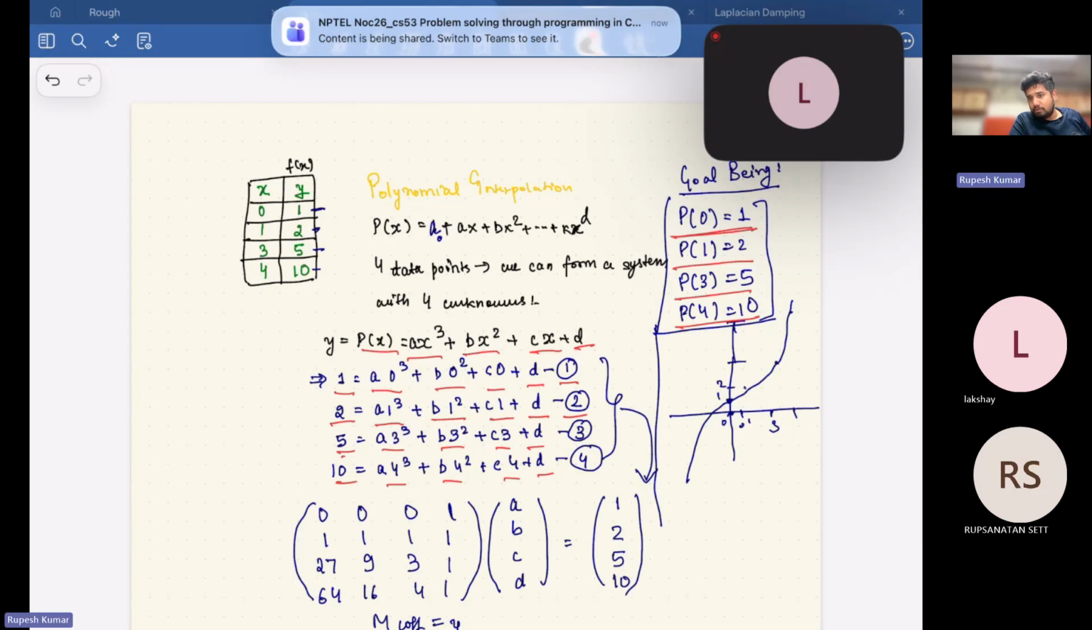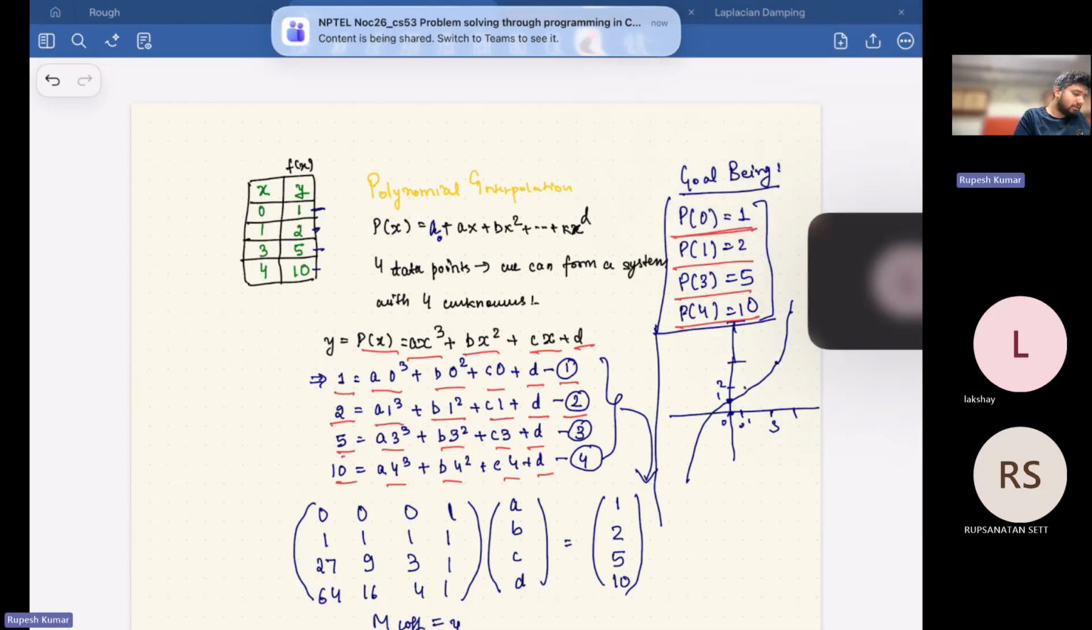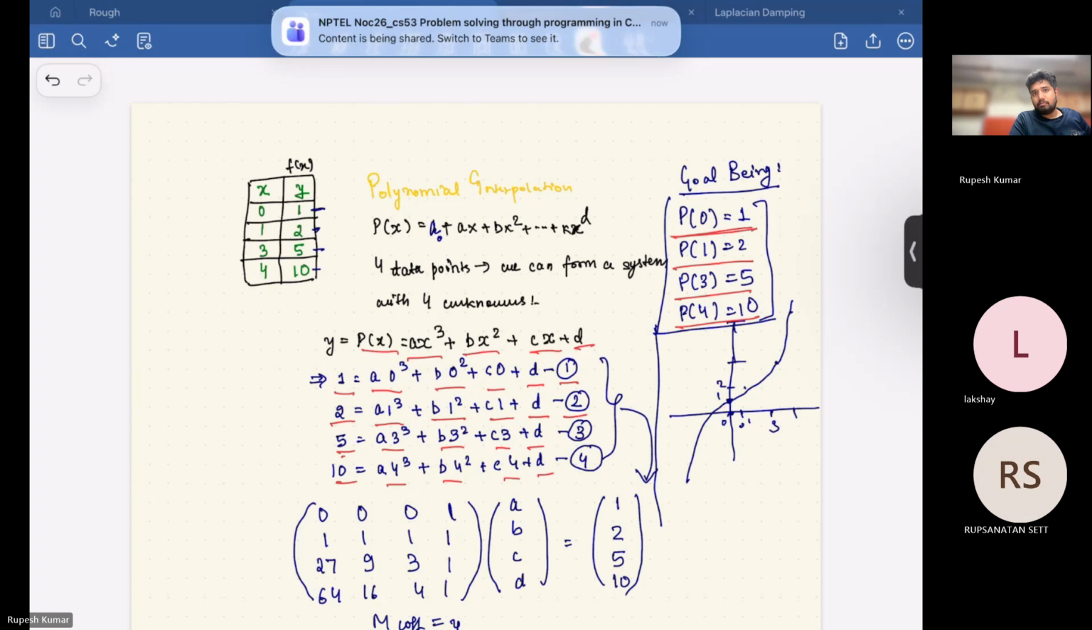I think a few students have joined. So am I audible? Anyone please confirm by typing in the chat box. Am I audible? Please confirm by typing in the chat box.